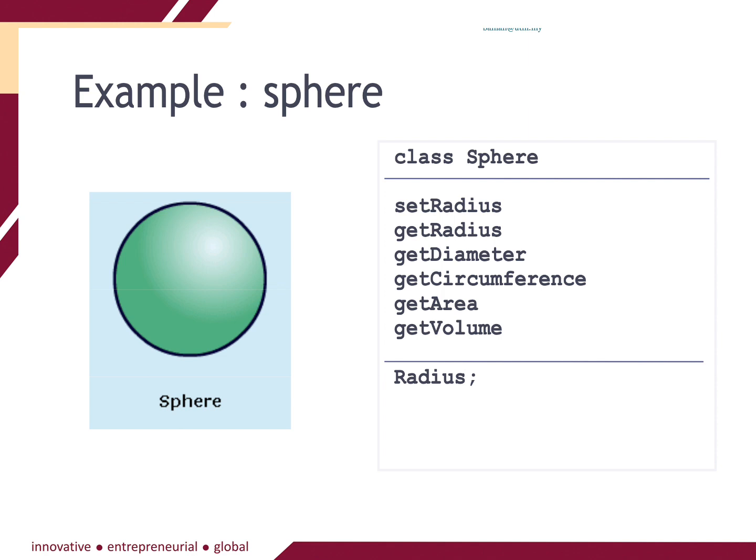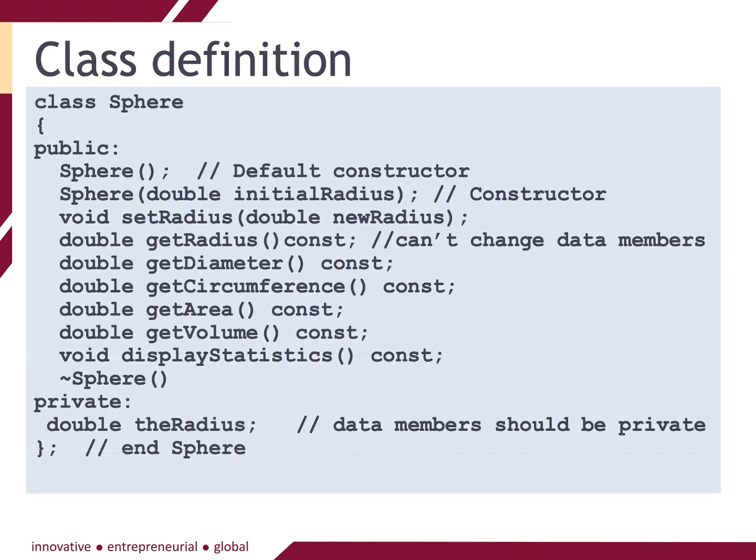Another example is sphere. Let's say we have a class sphere with set radius, get diameter. This can be considered the behavior of the class sphere, the functions. And this is the full code for the class sphere. Under the public we have sphere, which is the default constructor. We are going to learn about constructors in part 2. And then this is also a constructor, but with a parameter and argument. And then this is void set radius.